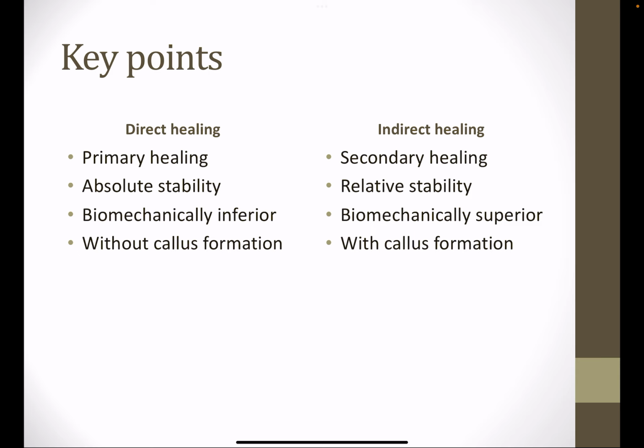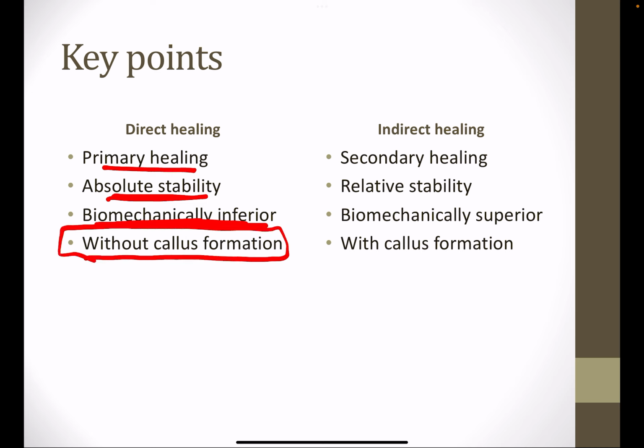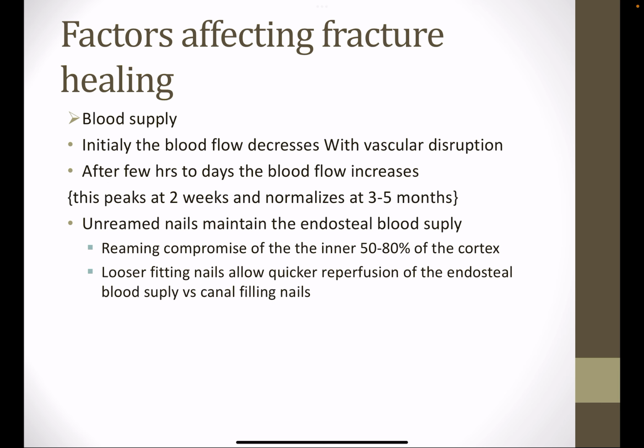So the key point, direct fracture healing, which is called primary fracture healing, occurs in the situation of absolute stability. It is biomechanically inferior to indirect fracture healing. It occurs without callus formation. Indirect fracture healing is secondary fracture healing, which occurs in a condition of relative stability. It is biomechanically superior and occurs with callus formation. Factors affecting fracture healing will come in the next video.